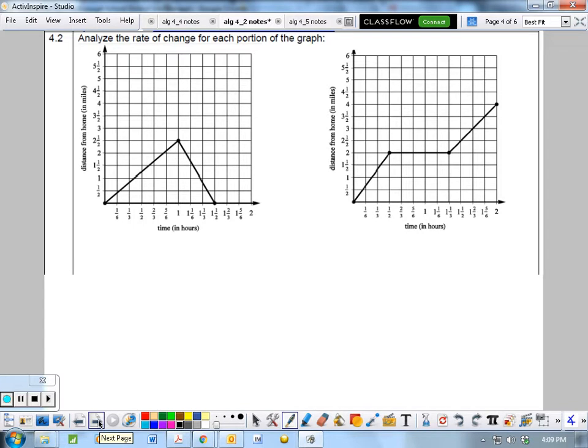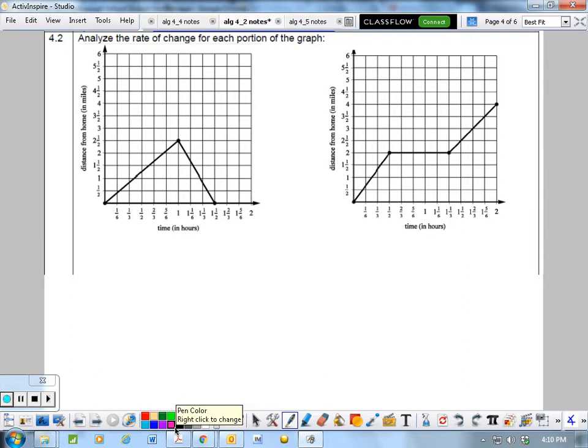So we've seen these types of graphs before. These were our graphs from chapter 3, and we used them to talk about how far away from home a boy was when he was running. He'd start at school and he'd run. Now we're going to start looking at these a little more closely as rate of change, or average speed.